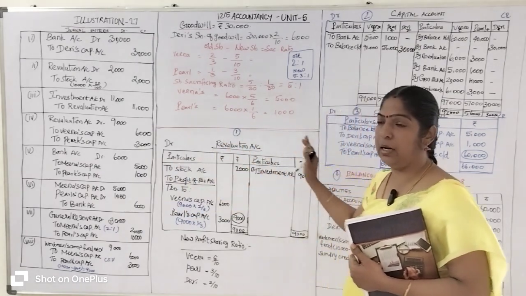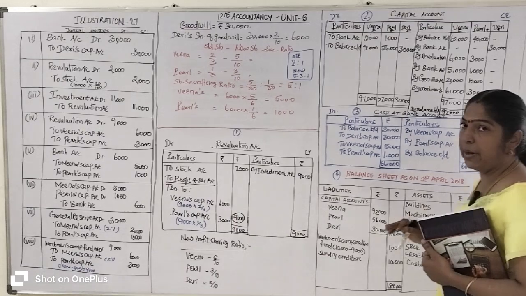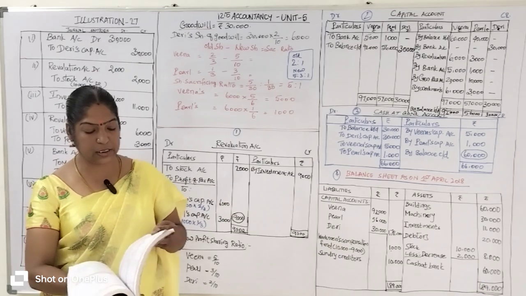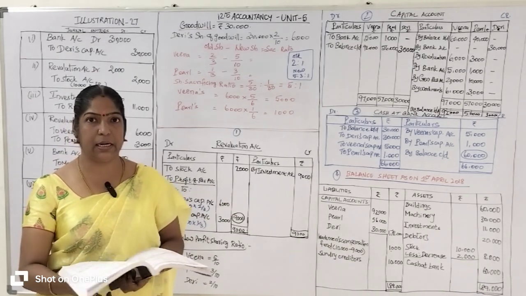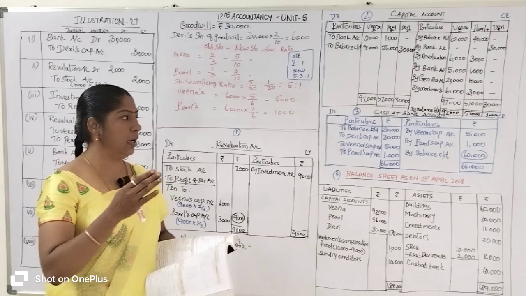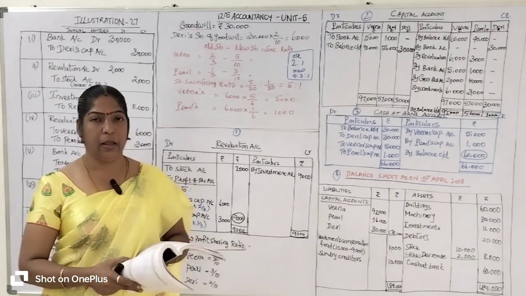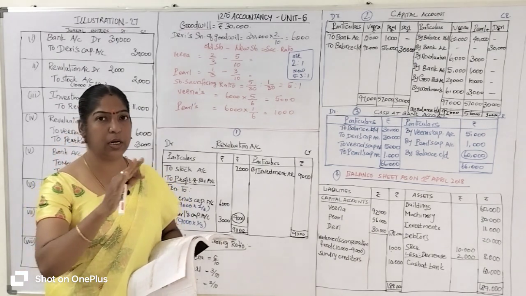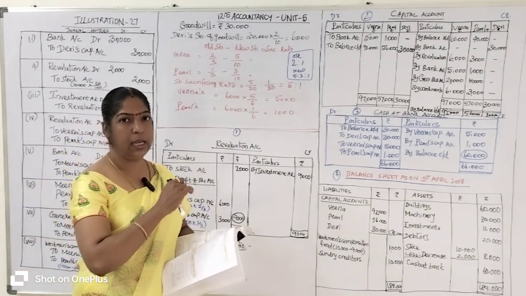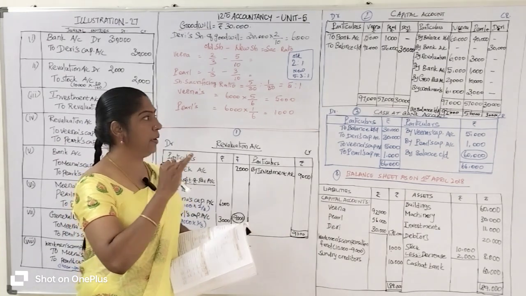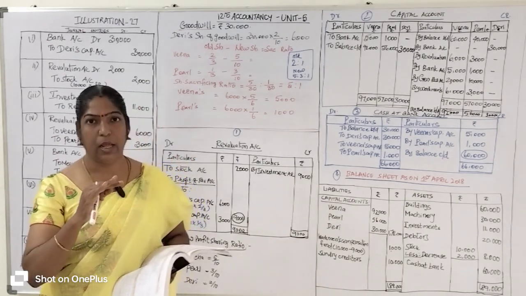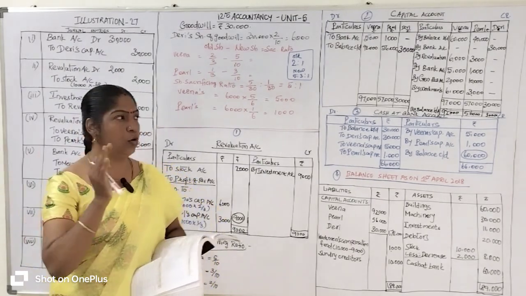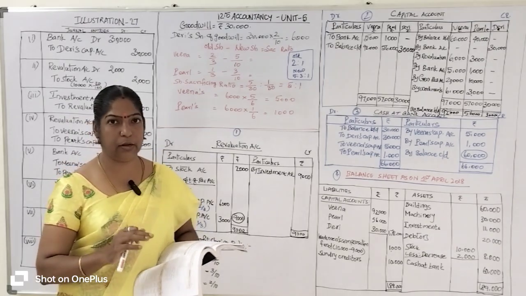Then finally we are going to prepare the new balance sheet. So in this way, first we pass the journal entries like in 11th standard, then the ledger accounts, and finally we prepare the balance sheet. From the journal entries, only three accounts are posted into the ledger accounts. What are they? Revaluation account, capital account and cash at bank account. Only these three accounts are taken from the journal entries to post into the ledger accounts. It will be easy for you.